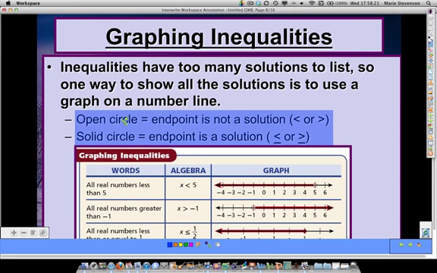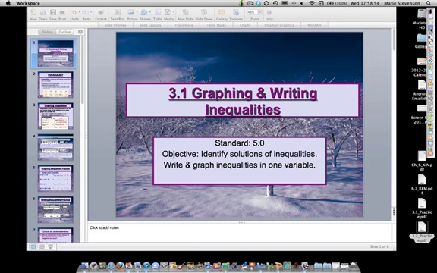So you will have an open circle on your graph if you have either of these inequalities, a less than or a greater than. What it means is the endpoint is not a solution. You will have a solid circle or closed endpoint, which means the endpoint is a solution, if you have less than or equal to or greater than or equal to. So this is the only thing you need on this slide here. So go ahead and pause the video. You have 1 minute.